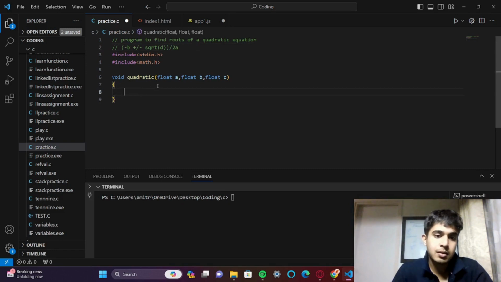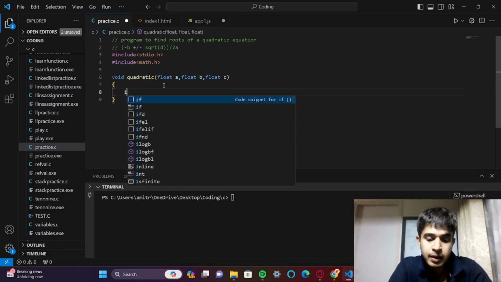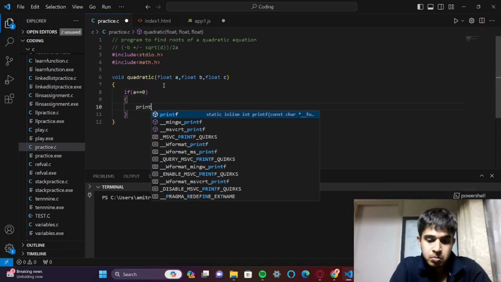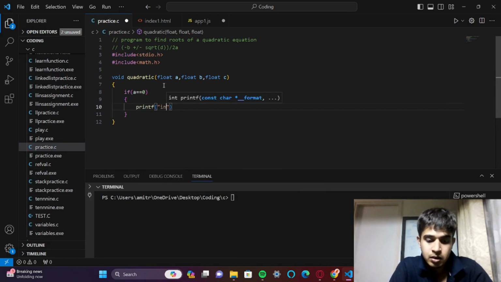So if this a value is 0, the whole thing becomes invalid. That particular case we will take care of by writing an if condition. If a is equal to 0, printf invalid.